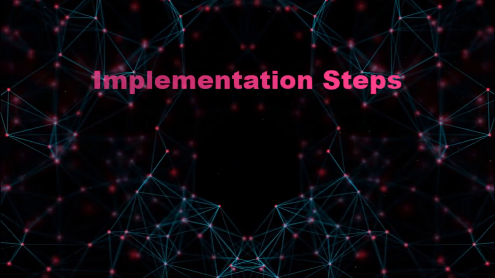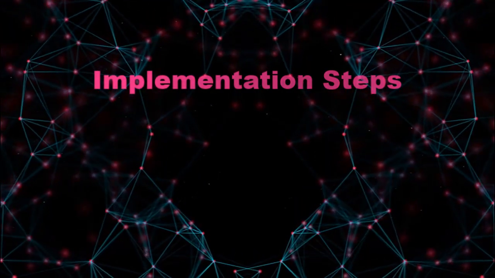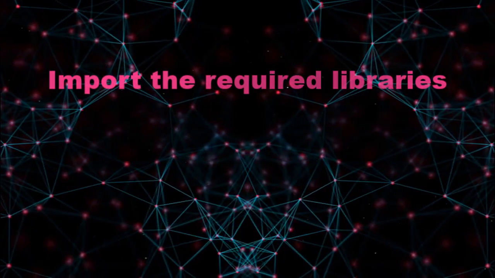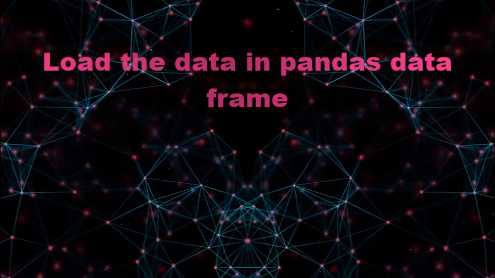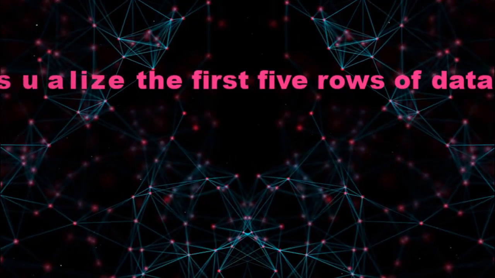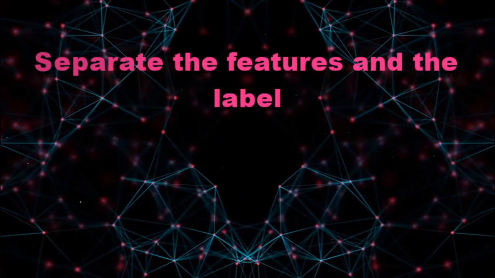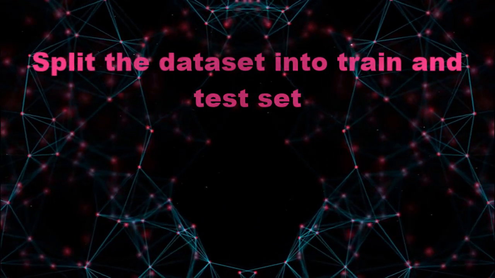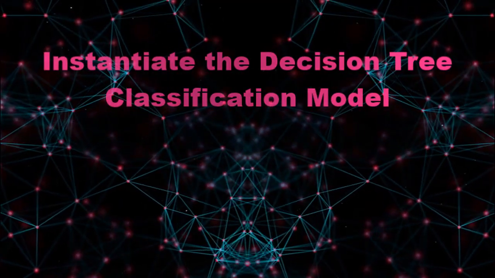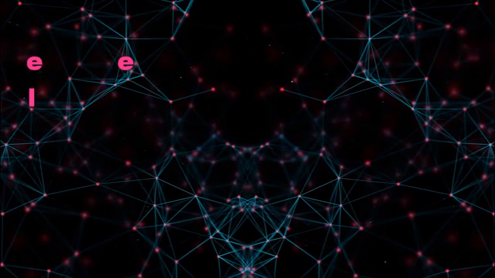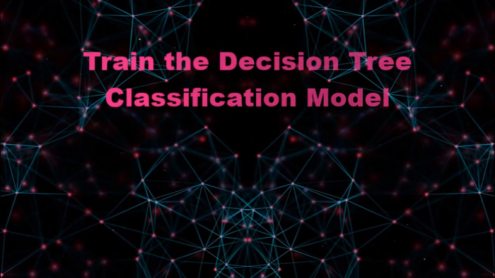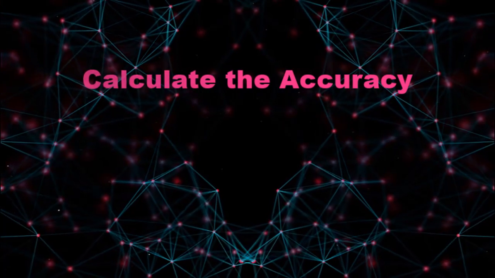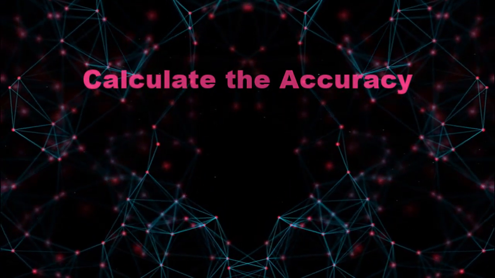I will use the following simple steps to implement the decision tree classification model. We will start by importing the required libraries. Then we will load the data in Pandas data frame. After that, we will visualize the data. Post that, we will separate the features and the label. Then we will split the data into train and test set. After that, we will instantiate the decision tree classification model. Then we will train the decision tree classification model. After that, we will predict using the decision tree classification model. Finally, we will calculate the accuracy of the trained model.